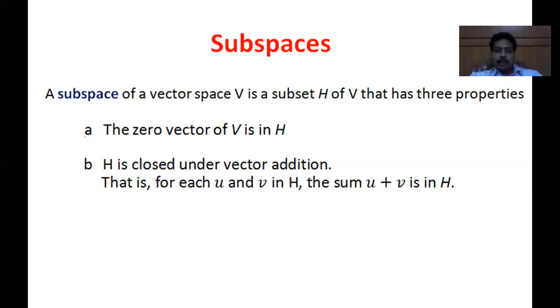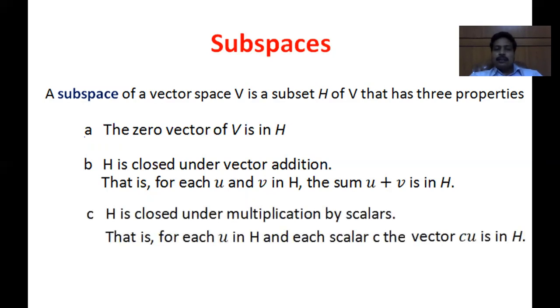Now the third property: H is closed under multiplication by scalars. That is, for each u in H and each scalar C, the vector Cu belongs to H. If a subset H of a vector space V satisfies these three conditions, then H is a subspace of the vector space. So for any set, if we want to prove it is a subspace, we have to check these three properties, and first of all we need to show that the set is a subset of the vector space. So in total there are four things to be done while proving a subspace of a vector space.